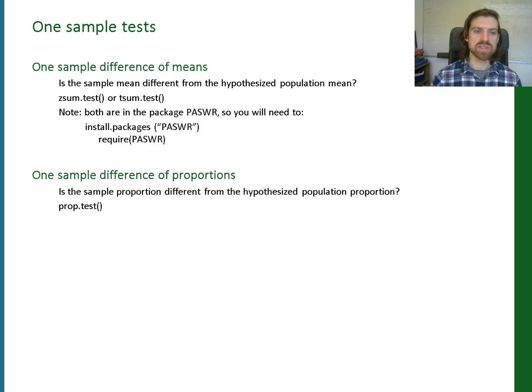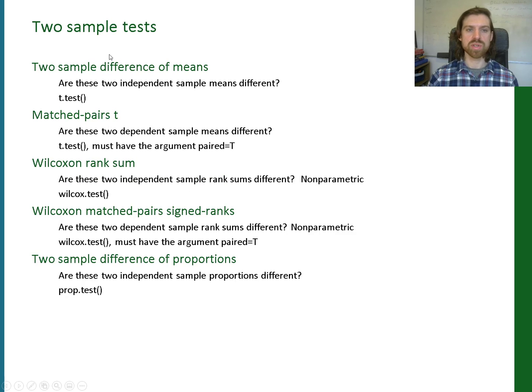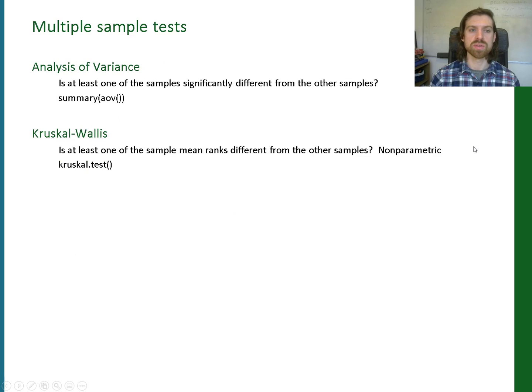So one sample tests, we've covered a lot of these. How do we evaluate one sample difference of means, one sample difference of proportions. Okay, two sample tests. Again, quite similar, we're evaluating difference of means. We're also evaluating matched pairs t-tests and Wilcoxon rank sum. So these are our parametric and non-parametric approaches. We also evaluated two sample difference of proportions. Multiple sample tests, so we focused on ANOVA, our parametric approach, and our non-parametric approach, which was the Kruskal-Wallis test.